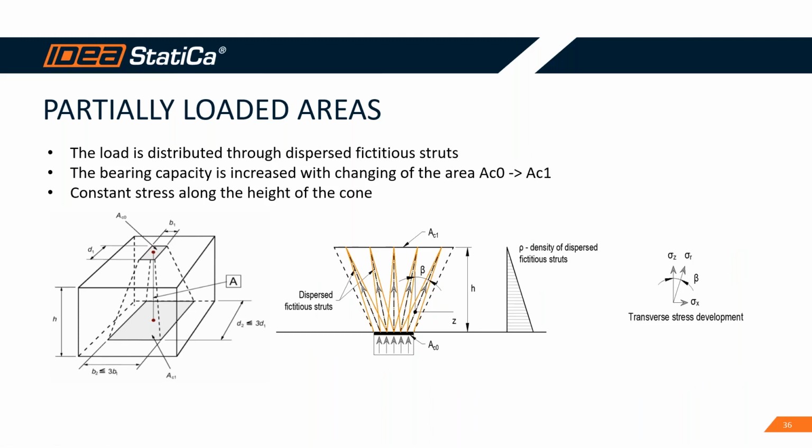For the transfer of the load, we use a concrete cone. This concrete cone is also described in Eurocode, and the load is distributed through dispersed fictitious struts. For this, you can see an image here in the middle. And the bearing capacity of concrete is increased with changing of the areas Ac0, Ac1, also can be seen here in the middle picture. And we maintain constant stress along the height of the cone. So this is a little bit about the theory behind these areas.